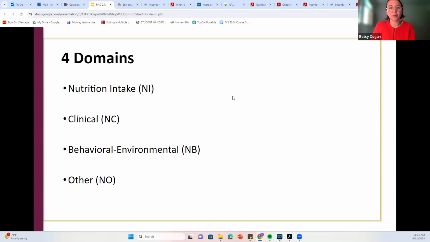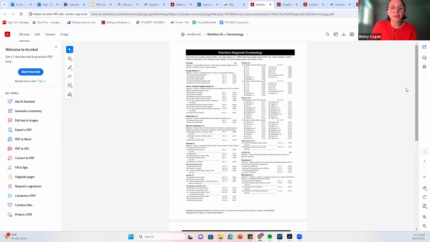that sheet, there are 4 domains of nutrition diagnosis criteria. So we can diagnose someone with something related to nutritional intake, clinical data, behavioral or environmental data, or other. So if we take a look at diagnostic terminology, I'm gonna have to really squint at this one. It's on the Moodle page though. We have things related to intake. So this could be increased energy expenditure. This could be inadequate oral intake. This could be excessive fluid intake.